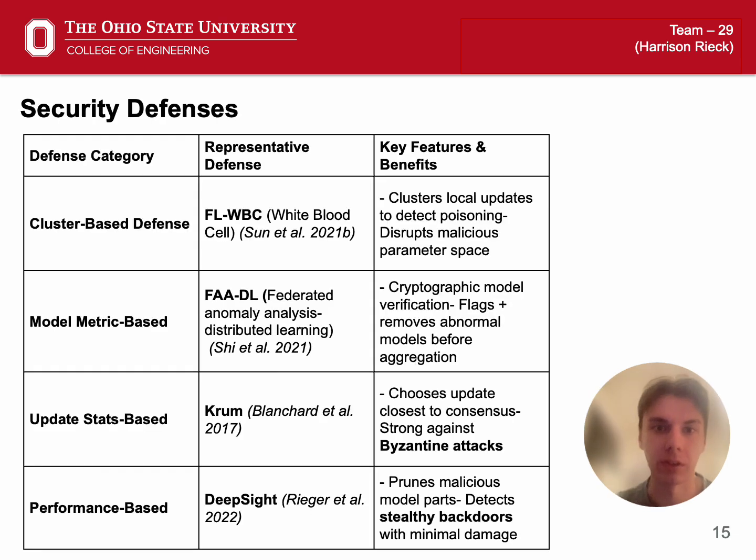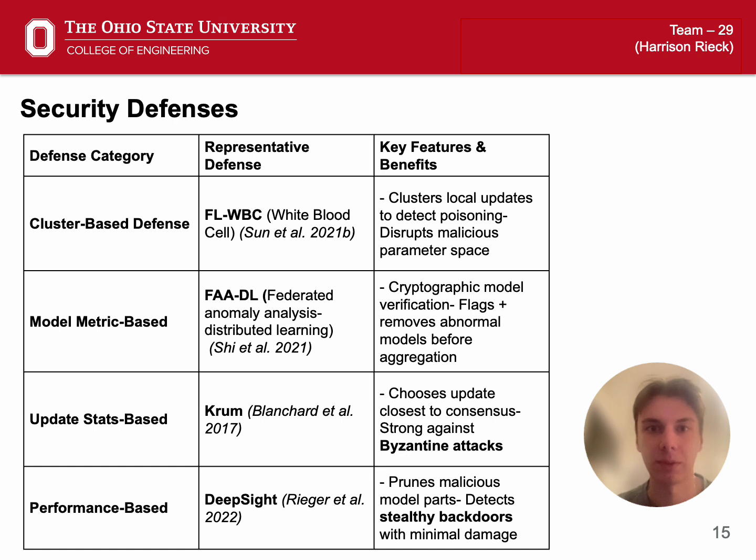So first, under cluster-based defenses, we have federated learning white blood cell. What this does is it groups local updates into clusters to spot poisoned updates, effectively disrupting any malicious convergence toward harmful models. Next, in the model metric-based category, we have federated anomaly analysis distributed learning, which uses cryptographic techniques to verify model integrity. It's designed to flag and eliminate suspicious models before they even reach the aggregation phase.